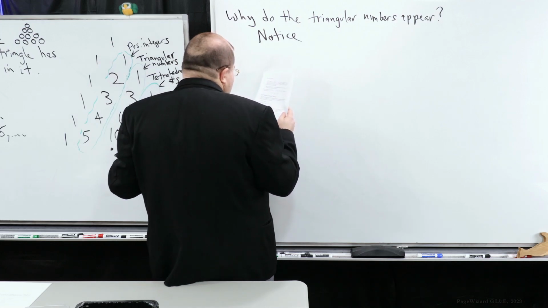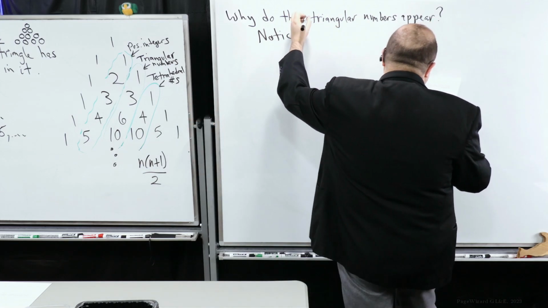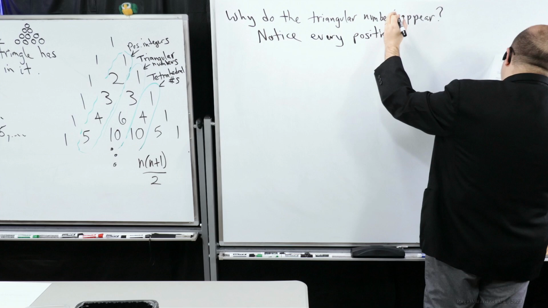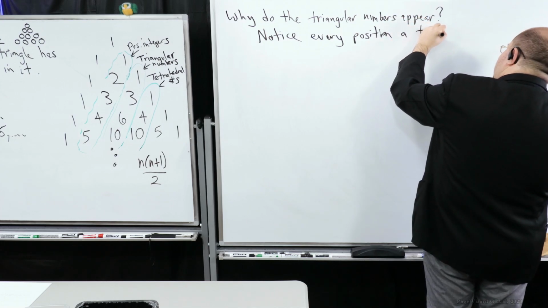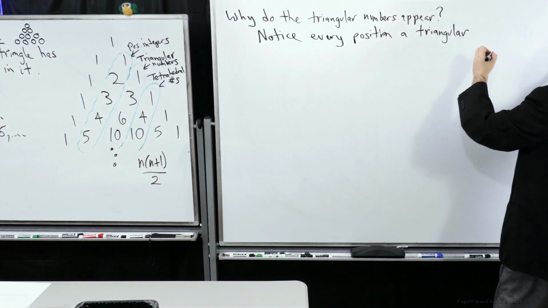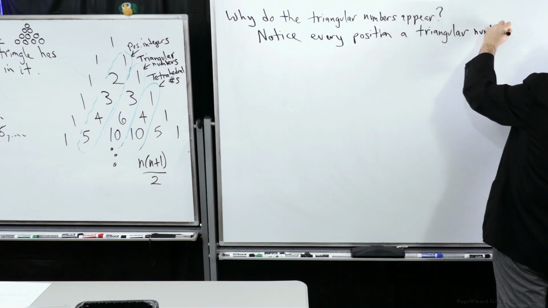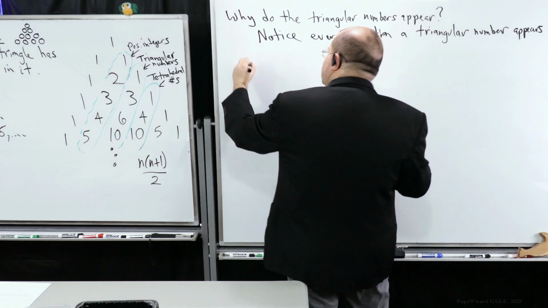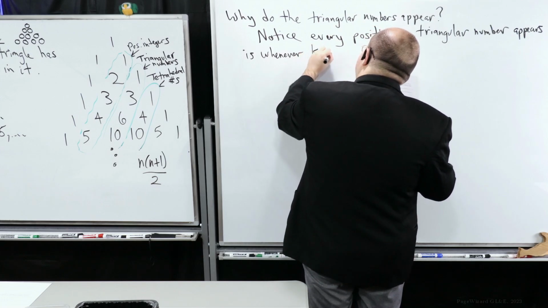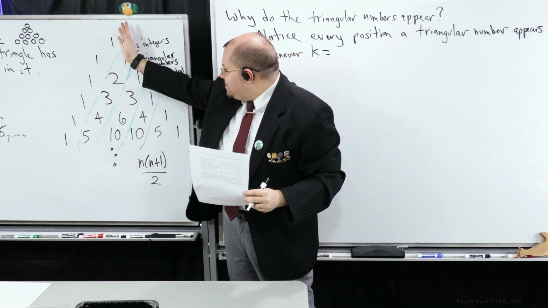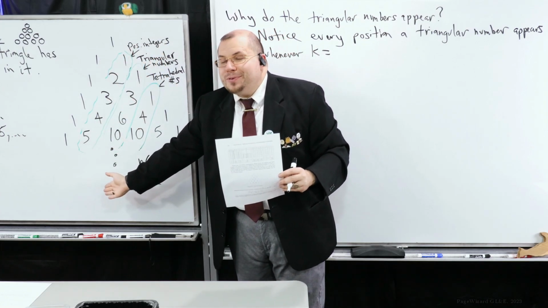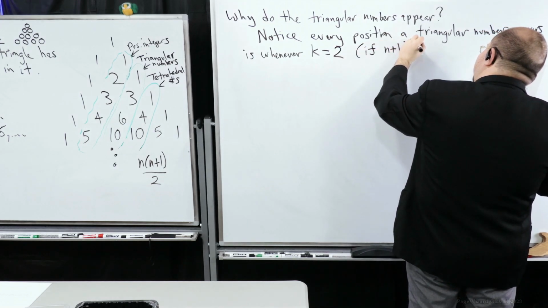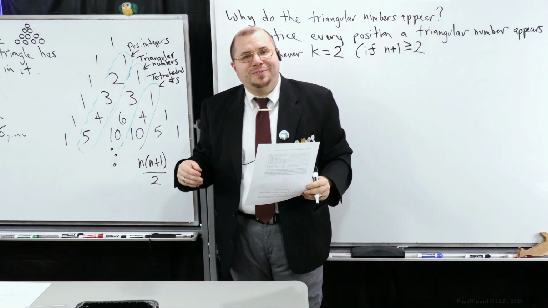Well, let me lay out the condition. Please, let's take a look. Notice every position a triangular number appears, I might call them just triangle numbers for brevity, is whenever k is equal to what? This is k is 0, k is 1, k is 2. Whenever k is equal to 2. Specifically, this happens if n plus 1 is greater or equal to 2. That way I get each successive triangle number from there.